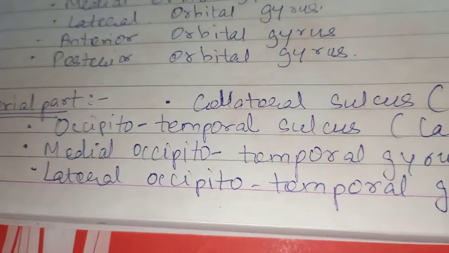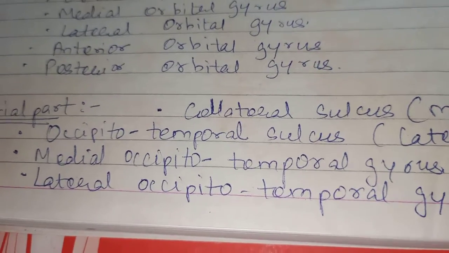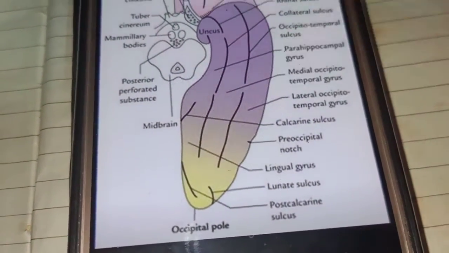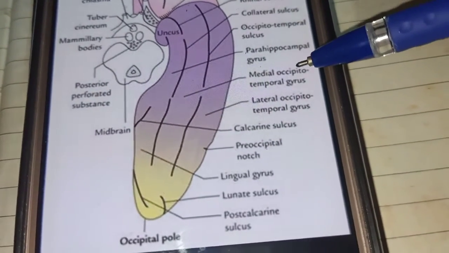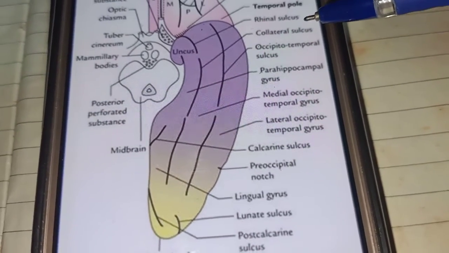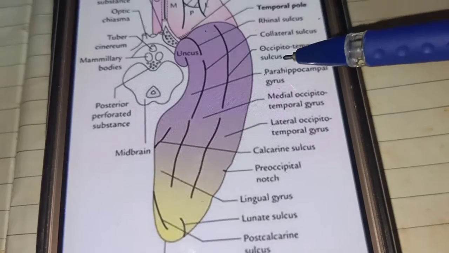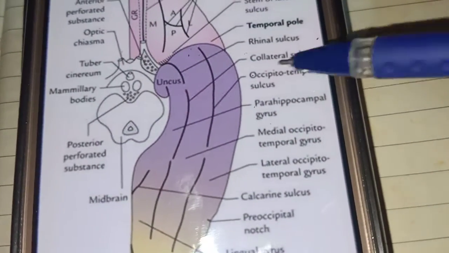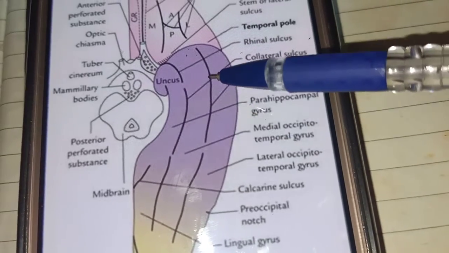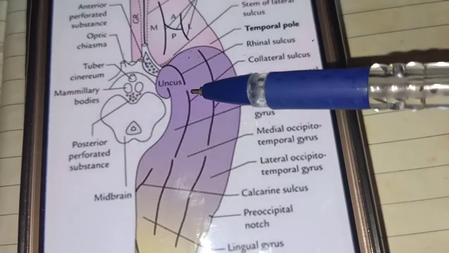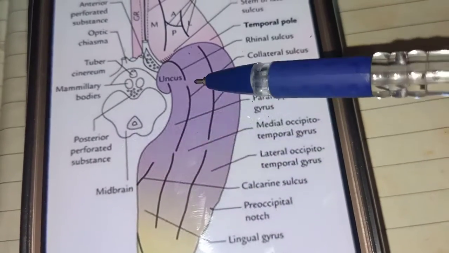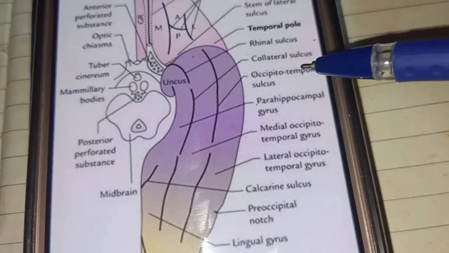The next sulcus is the occipitotemporal sulcus, which is lateral. You can see here, this is the occipitotemporal sulcus, and this is the collateral sulcus. So these are the occipitotemporal sulcus and the collateral sulcus.